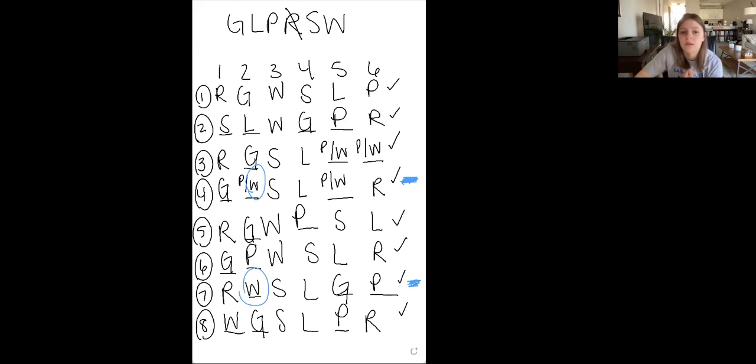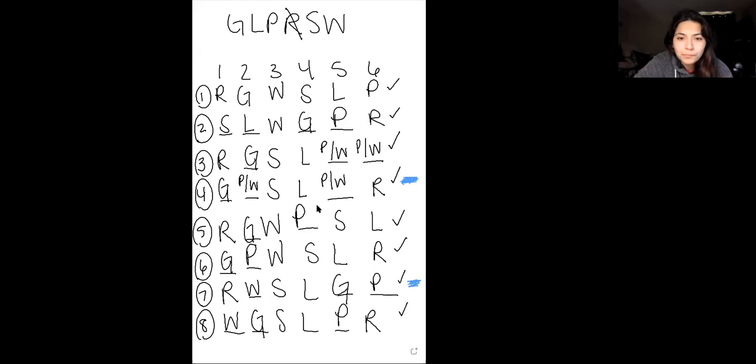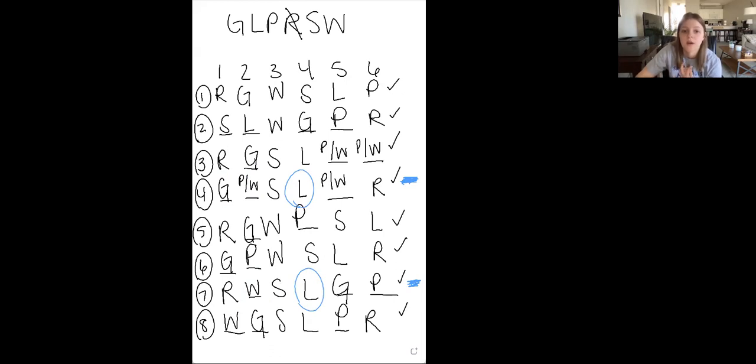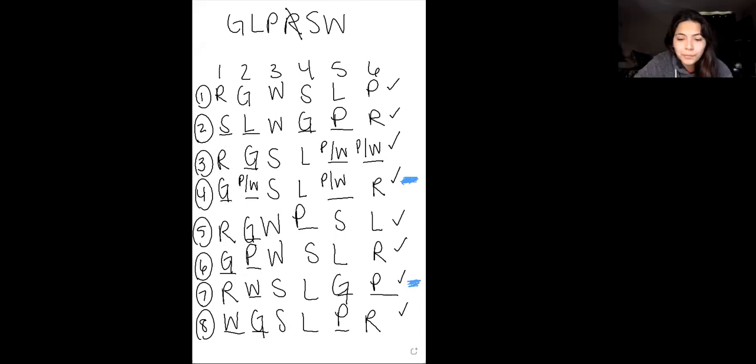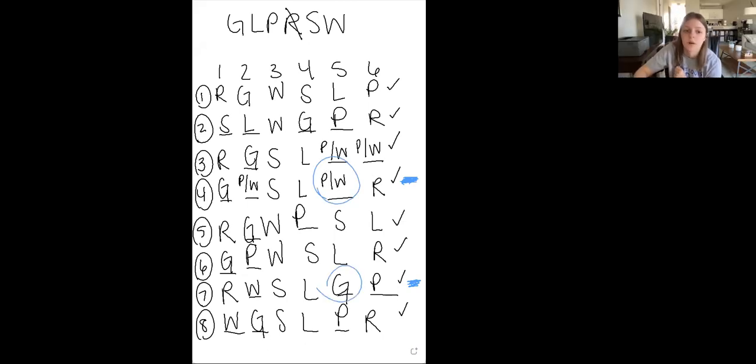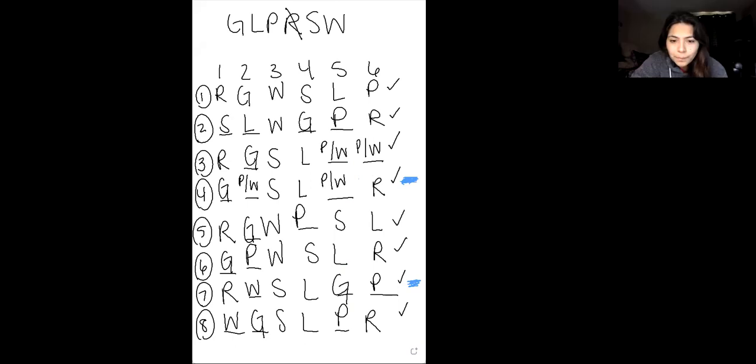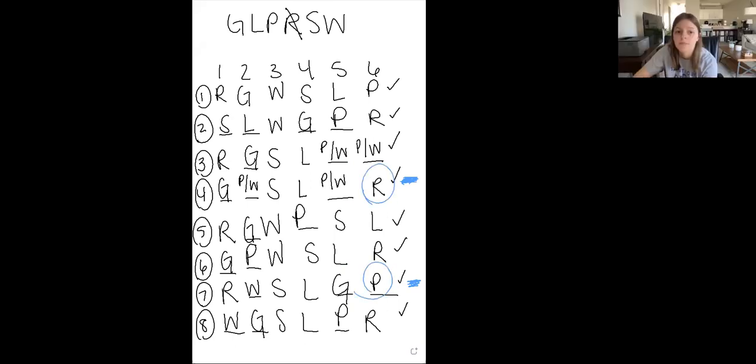Can we make P on hanger 4? No, it's going to be L. So C is wrong. What about L on 5? Can we make L on 5? No, it's either going to be P or W or G. D's wrong. What about E, W on 6? Can we make that happen? No, it's either R or P. So B is our correct answer choice.